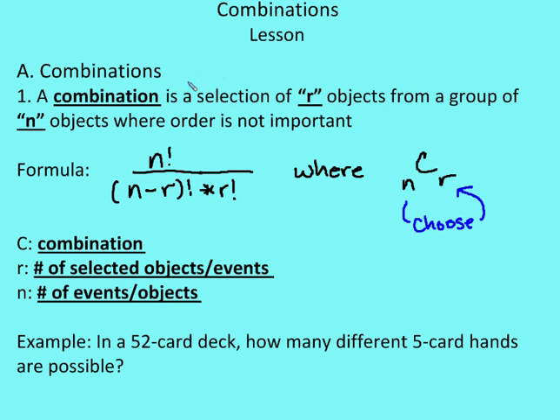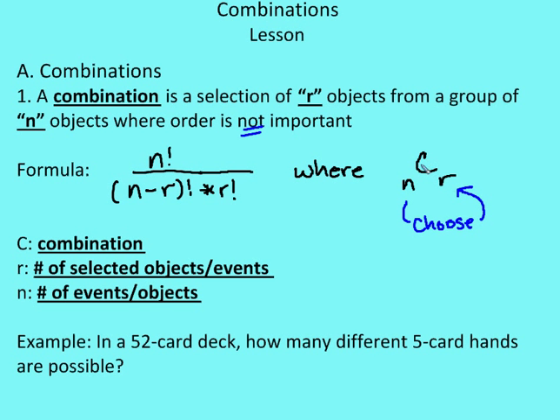All right, so a combination is a selection of r objects from a group of n objects where order is not important. So again, permutations, order is important. For a combination, order is not important. And the formula for a combination is going to be n factorial divided by n minus r factorial times, this is a symbol for times, or multiplied by r factorial, where I would say n objects, and I'm going to choose r objects from those n objects.